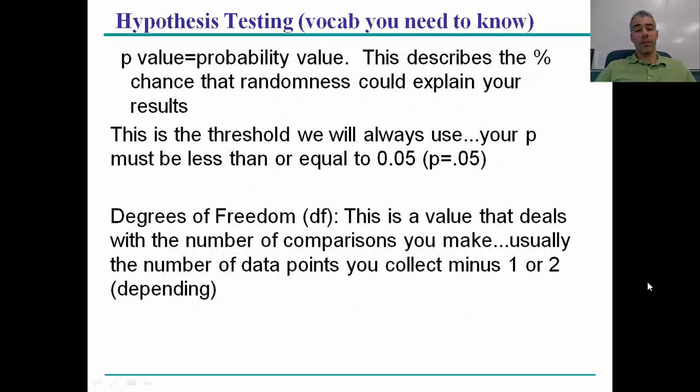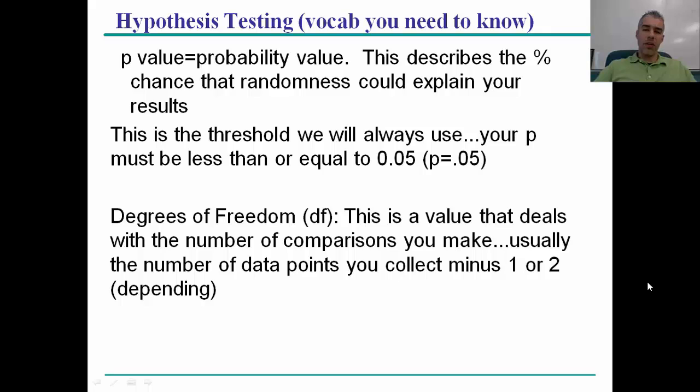Okay, so as we said before, I just want to remind you, I know we just talked about it, but the p-value is called the probability value. This is the percent chance that randomness could explain the results that you actually obtained. The threshold value we will always use is p of 0.05. So we're looking for p-values that are less than that to determine if there's a significant difference between a control group and an experimental group, for one example, or between something that we'd expect and what we actually get.